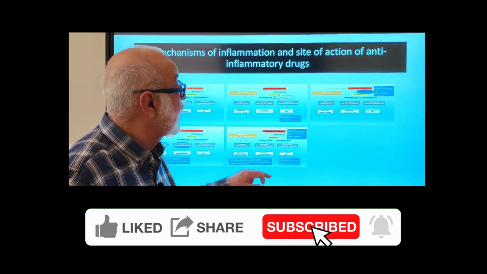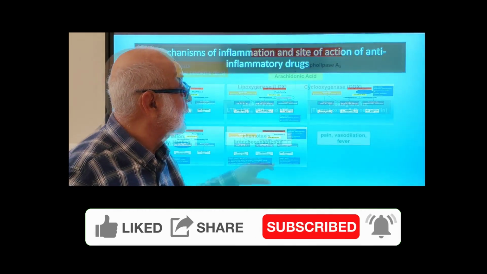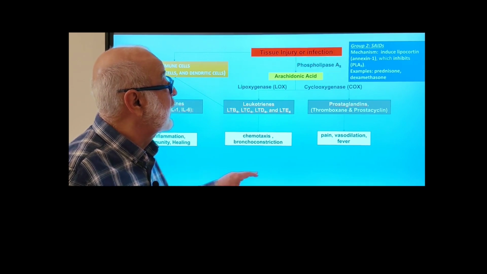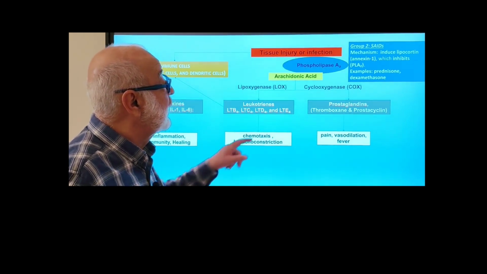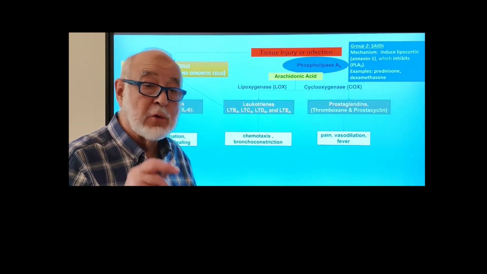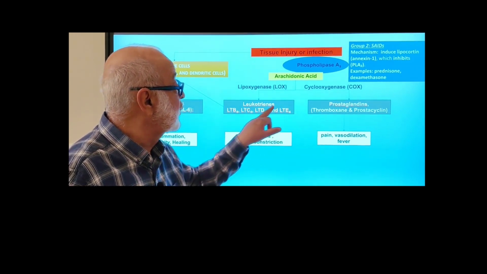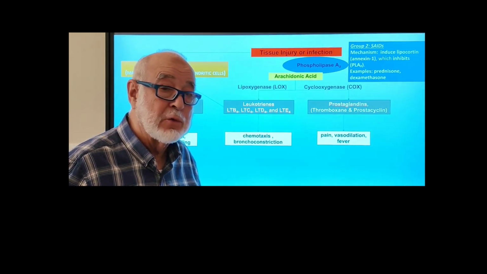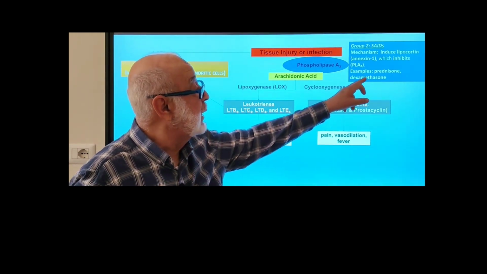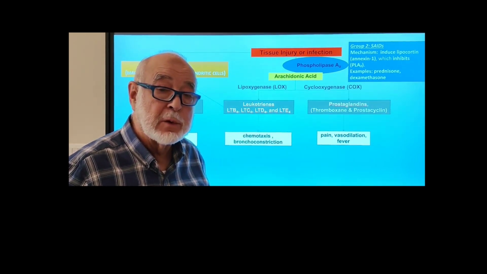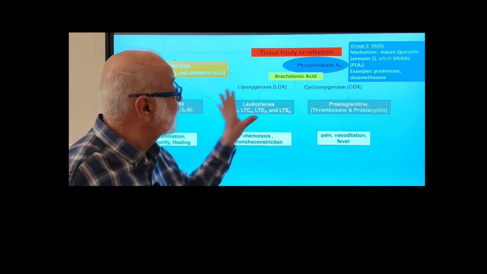The second group acts at the level of phospholipase A2. They inhibit the phospholipase. This will inhibit the synthesis of the two inflammatory mediators, both prostaglandins and leukotrienes, and they are very potent anti-inflammatory. They are not used as analgesics. They are used only as anti-inflammatory. This includes the corticosteroids in general, like prednisone, prednisolone, dexamethasone, etc.